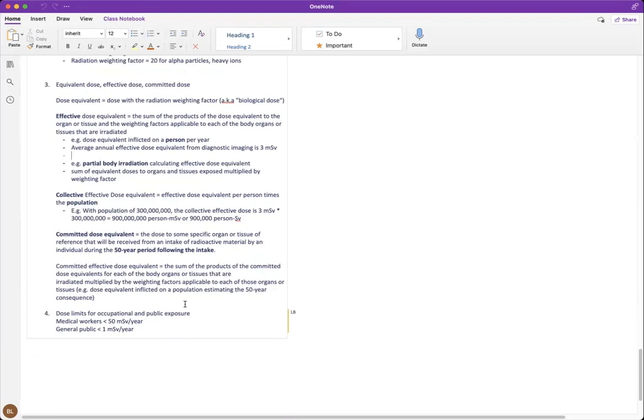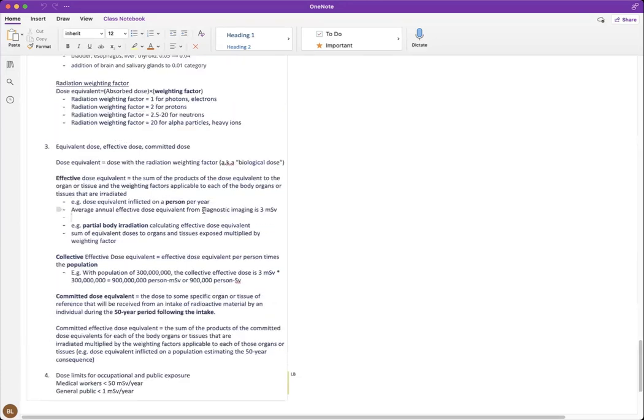Equivalent dose, effective dose, committed dose. So I just talked about what a dose equivalent is. Check. Let's see, effective dose. Effective dose equivalent is the sum of the products of the dose equivalent to the organ or tissue and the weighting factors applicable to each of the body organs or tissues that are irradiated. What does that mean? So dose equivalent inflicted on a person per year.